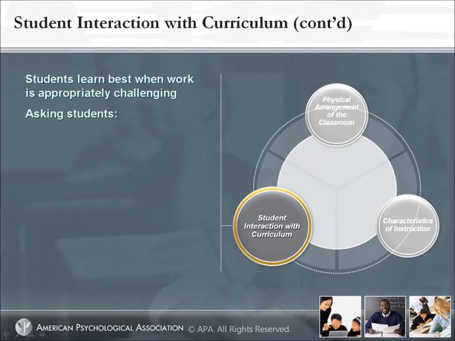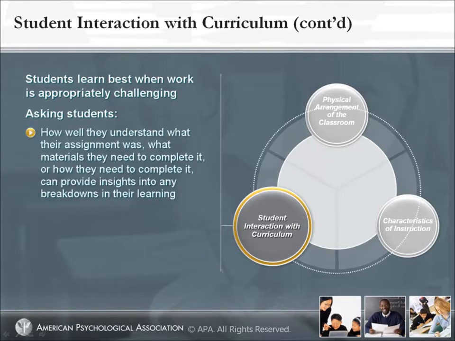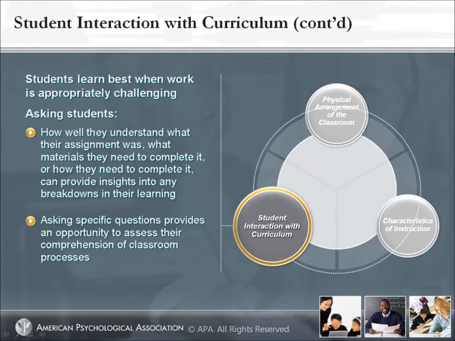Asking students, especially those who are having difficulty, how well they understand what their assignment was, what materials they need to complete it, or how they need to complete it, can provide insights into any breakdowns in their learning. Asking specific questions, such as how they got the answer, or if they understand what the question is asking, provides an opportunity to assess their comprehension of classroom processes.